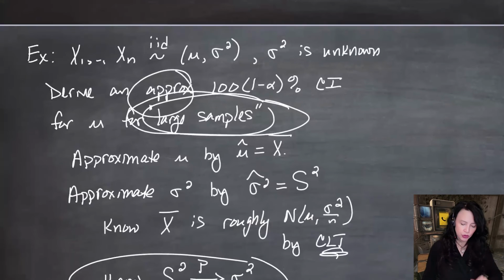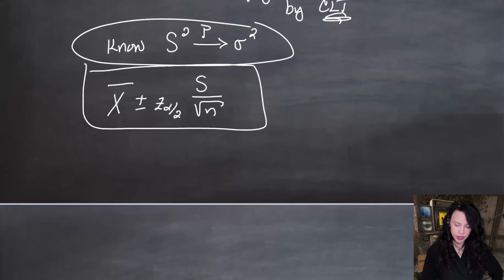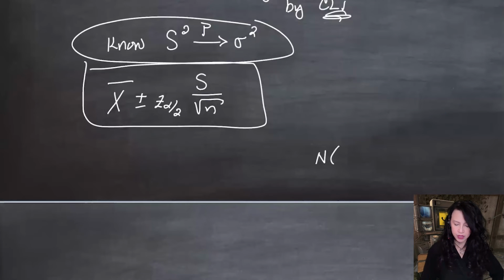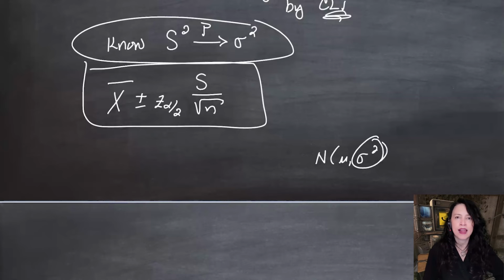But even if you started with a normal distribution, so if I started with the x1 through xn normal, if I didn't know sigma squared and was using s squared instead of sigma squared, I would need a large sample for this to work, for s squared to be a good enough estimator for sigma squared. Kind of. I have another example coming up. I don't know what number example this is. I haven't been keeping track.